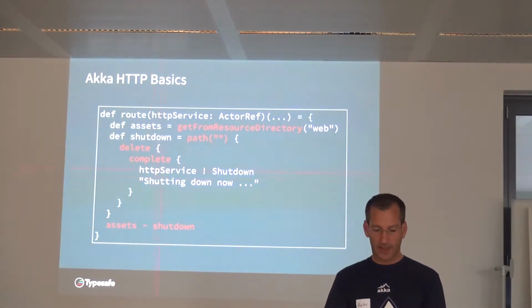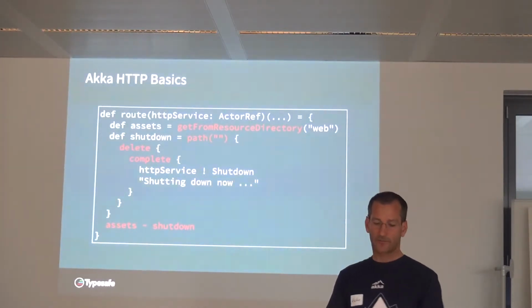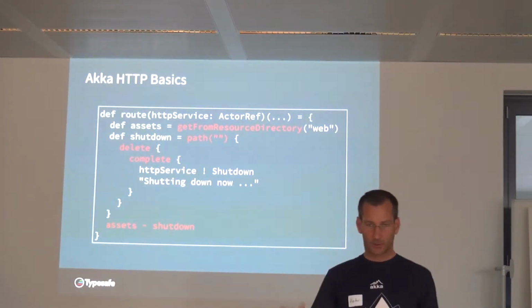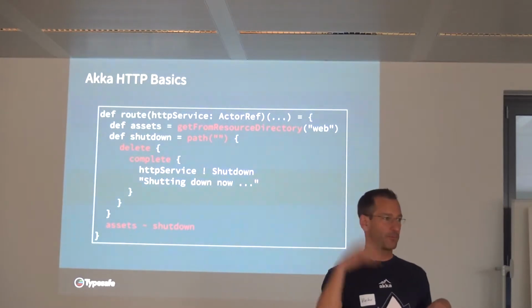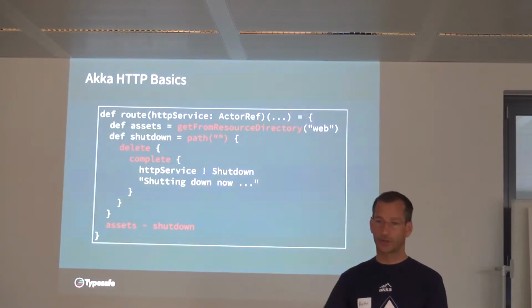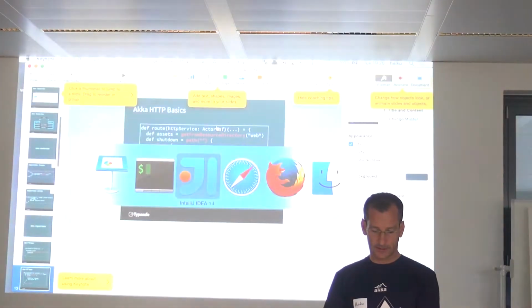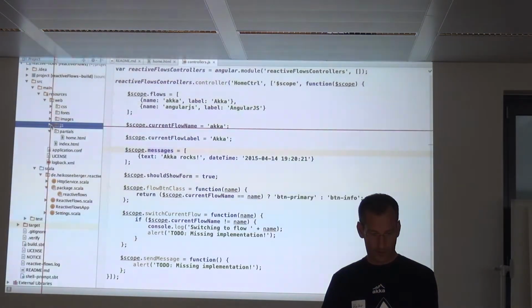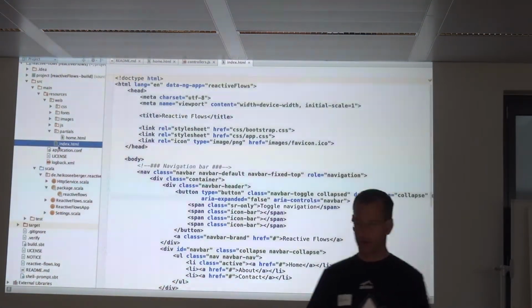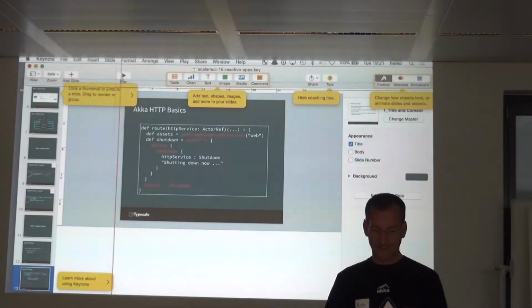Okay, so assets is just this directive: get from resource directory web. So what that means is whenever you have a path, like in our case /index.html, it will go to the resource directory, which is identified by the name web, and look for index.html. And by accident, if you look here, web, index.html, hooray, here it is. So this is a great directive for static content.